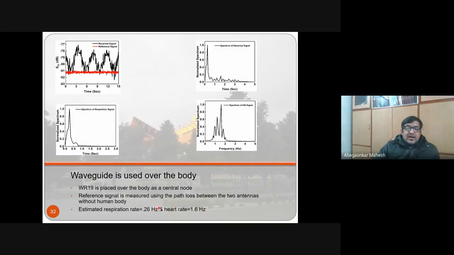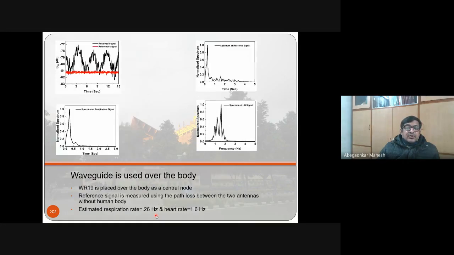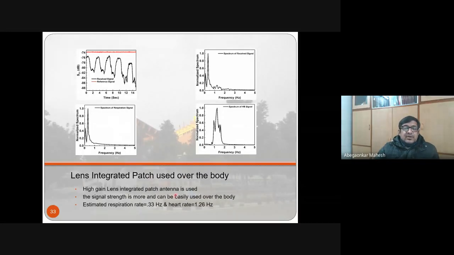This was using a waveguide over the body, and this one is using the integrated patch antenna. Again, you can see that we can detect the respiration signal as well as the heartbeat signal. The signal strength is higher and it can be easily used over the body. The estimated respiration rate is 0.33 Hertz and heart rate is 1.26 Hertz. So we are able to figure out the heart rate as well as the respiration rate.